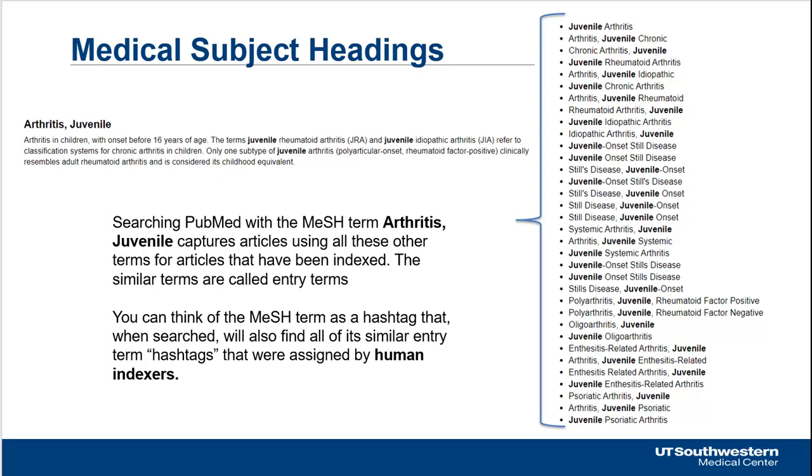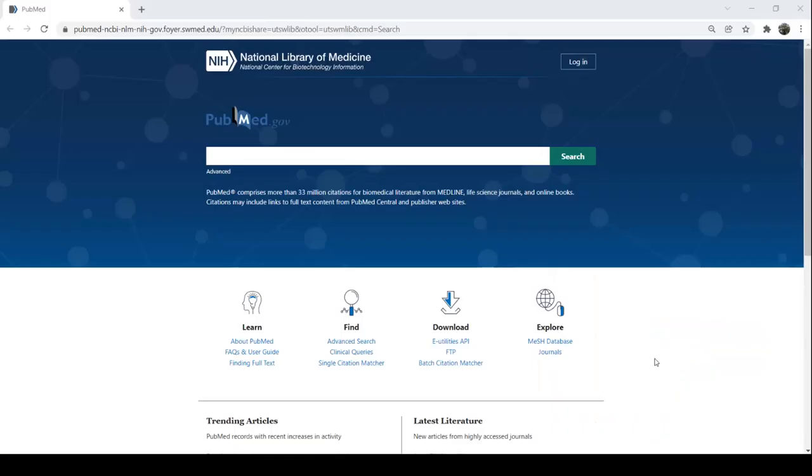There are actual people called indexers who work for the National Library of Medicine. And so these are like very fancy academic hashtags. These people go through all the articles in PubMed and assign them these terms. And then when you search for those terms in MeSH, you'll get articles that mention any of these terms, no matter what the author used. Let's take a quick look at how this works.